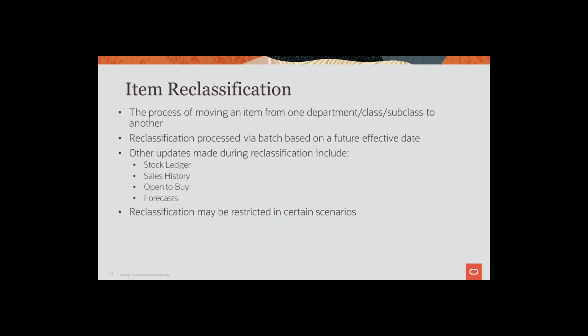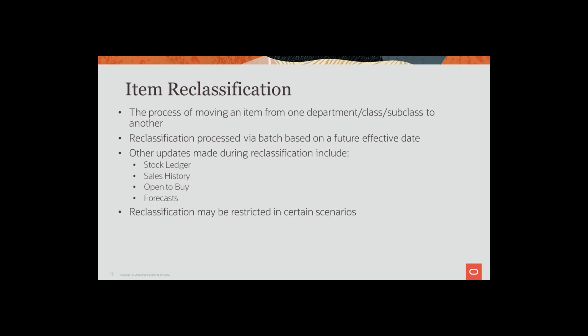The inventory value of the merchandising is moved from the old department, class, subclass to the new department, class, subclass in the stock ledger. Sales history is held in merchandising at the item location level, but also rolled up to the department, class and subclass level. When a reclassification occurs, optional batch programs can be used to rebuild the roll-up to sales history.